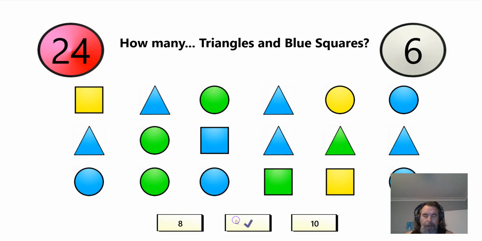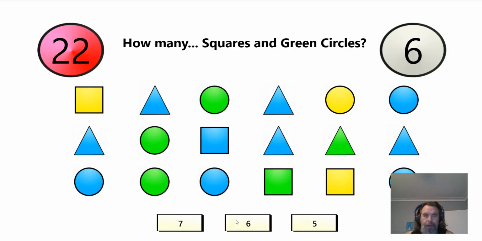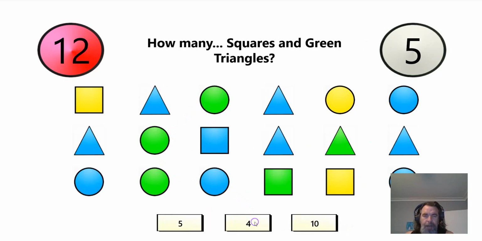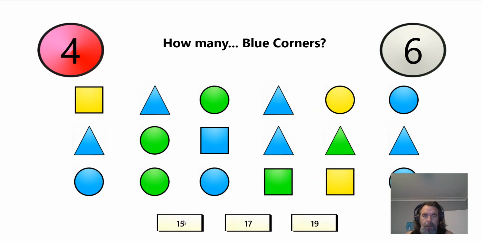1, 2, 3, 4, 5, 6, 7. How many squares and green circles? So there's 1, 2, 3, 4, 5, 6. How many squares and green triangles? So there's 1 square, 2 squares, 3, 4 squares, 5. What's the green triangle? How many blue corners? 4. Wait a minute. 1, 2.